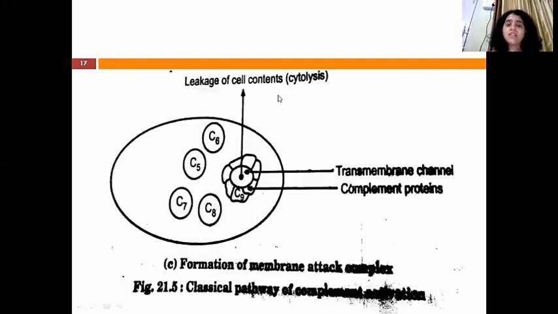And this C5 convertase will activate C5. C5 will activate C6, C6 will activate C7, C7 will activate C8, and C8 will activate C9. Once all these components have been activated, they will form a transmembrane channel, which is also called the membrane attack complex. This membrane attack complex is cylindrical in shape, and it will cause leakage of the cell contents, leading to cytolysis.